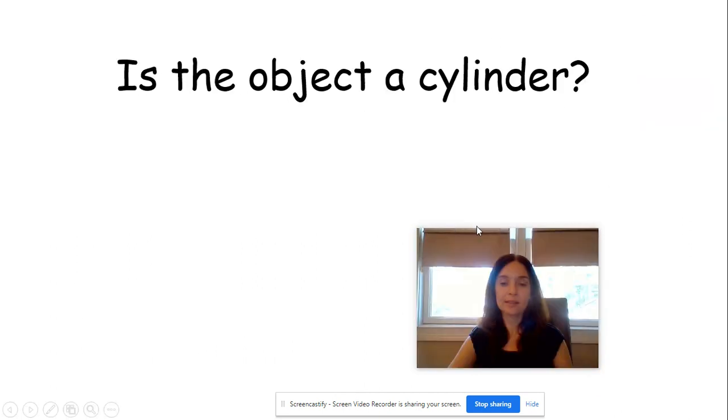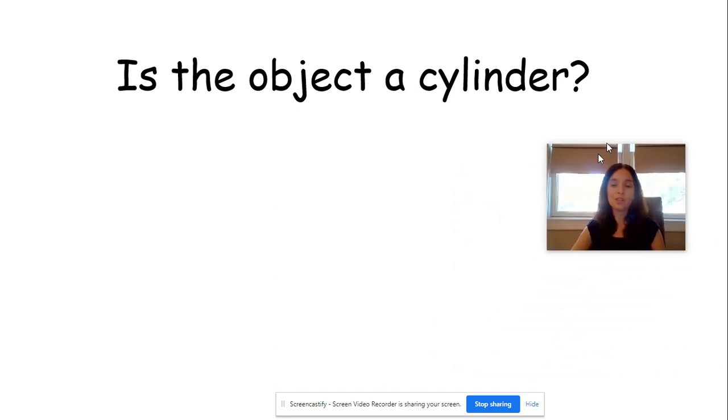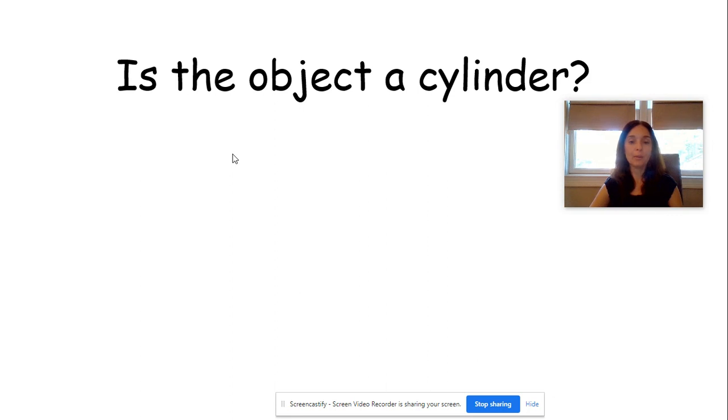Okay, now we're going to look at some pictures. You're going to tell me, oops, is the object a cylinder? Think about what you need to have a cylinder: a flat surface on the top, flat surface on the bottom, and a curved around.